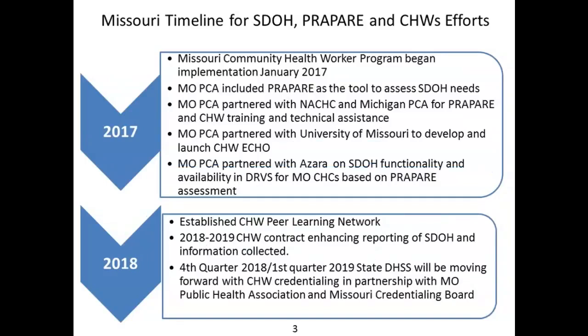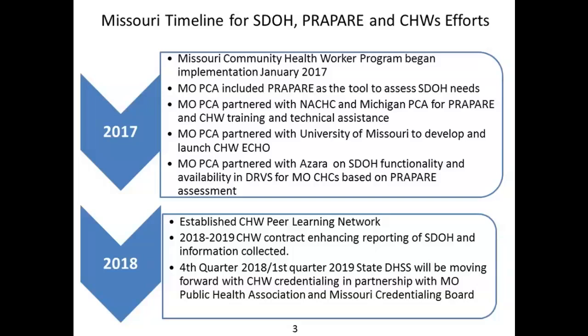In 2017 is when we really began implementation of our community health worker program. Like I said, we utilize the PREPARE tool to assess the social determinants of health. And we partnered with NACHC and the Michigan Primary Care Association to provide some training and technical assistance. One thing that we also did with the funding initially was we partnered with the University of Missouri to develop and launch a community health worker ECHO.